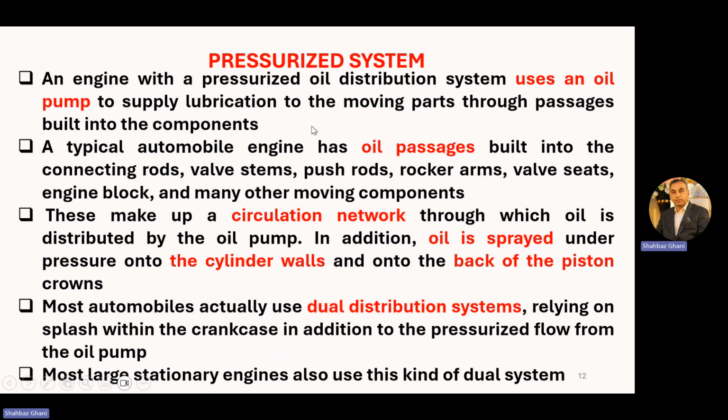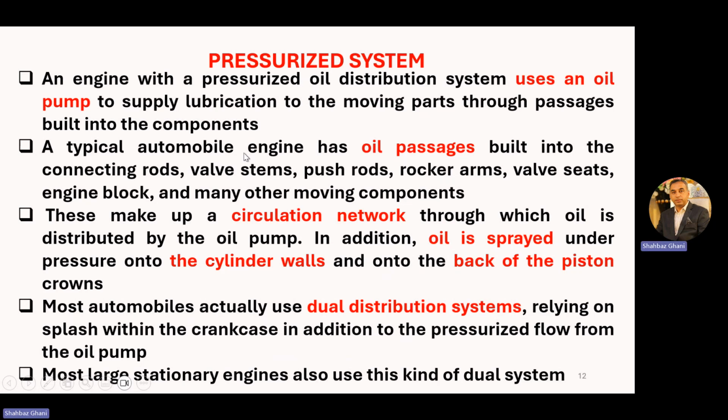Now, the second system, the pressurized system. An engine with a pressurized oil distribution system uses an oil pump. So the difference is here, we do not use the crankshaft to splash the oil. We use an oil pump here to distribute the oil for the lubrication system. So an engine with a pressurized oil distribution system uses an oil pump to supply lubrication to the moving parts through the passages built into the components. These are the passages which are built into the moving components, so oil is pressurized into those channels to lubricate them.